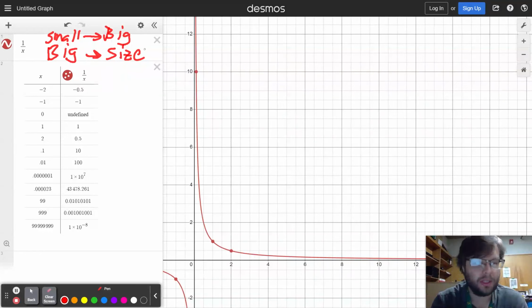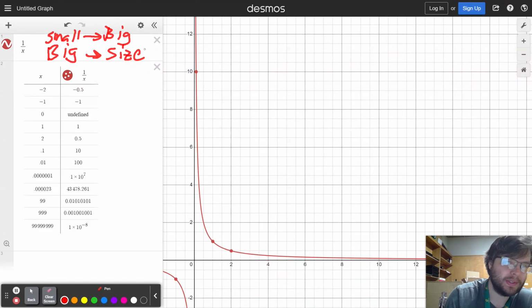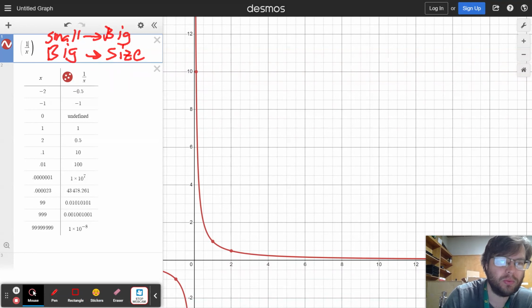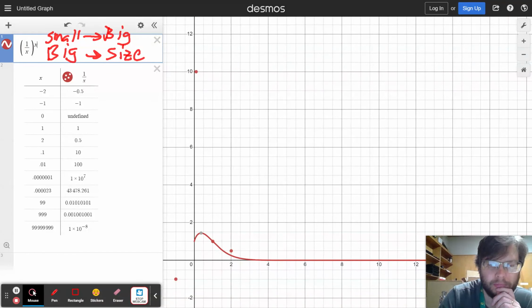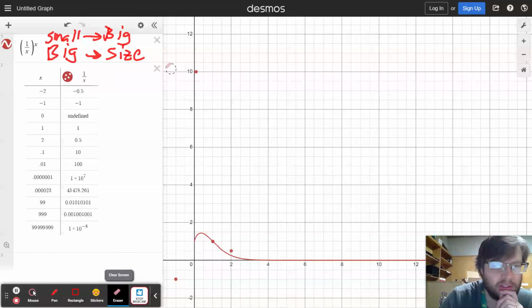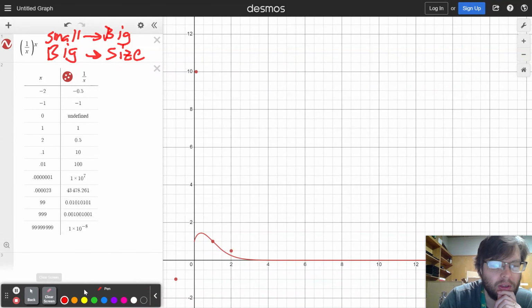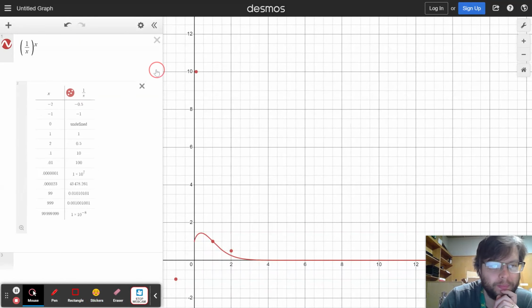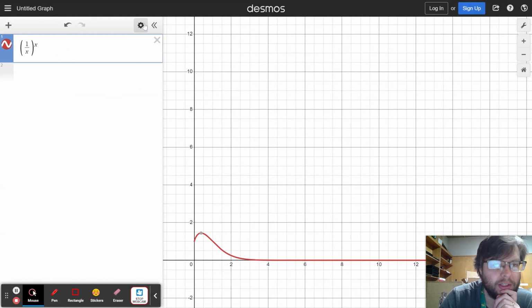So next, what we're going to look at is what happens when you take your value of 1 over x and you raise that to the x power. Now what you'll notice is things changed. Let's delete this old table here. If you notice, the graph completely changed, a completely different shape. So let's look at 1 over x raised to the x.